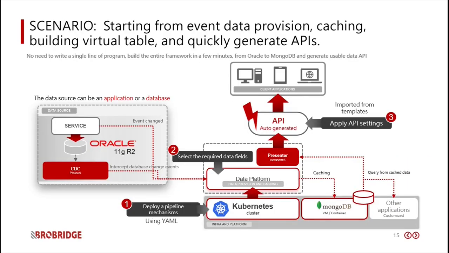This is a showcase of the data mesh platform. You can quickly provide data in the form of APIs or even static pages. Just three steps to quickly generate a data query API. Event data provisioning, caching, and building virtual tables. It can offload the pressure of the data warehouse. It can meet the needs of a large number of external data queries by cache optimizations. No coding required. You don't need to write even a single line of program.